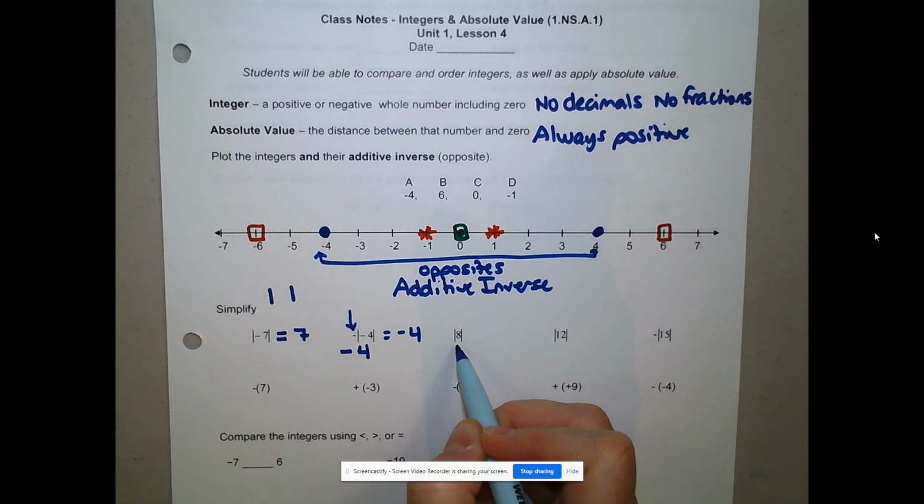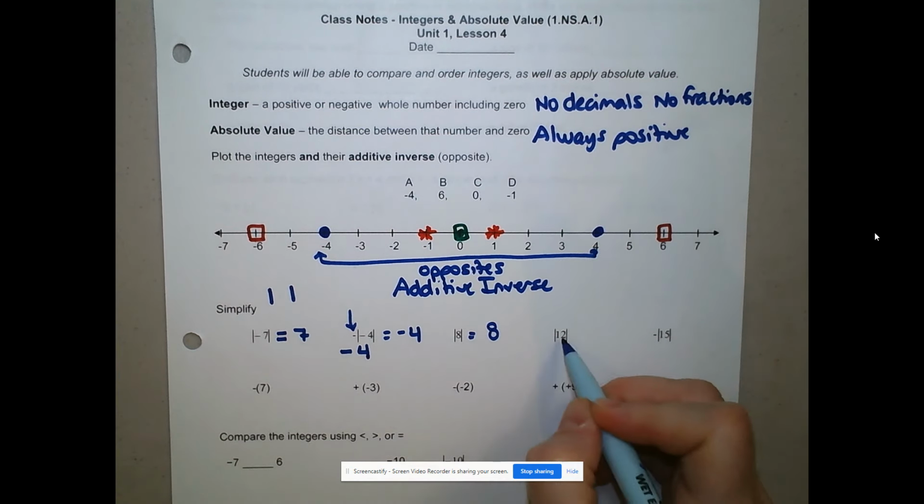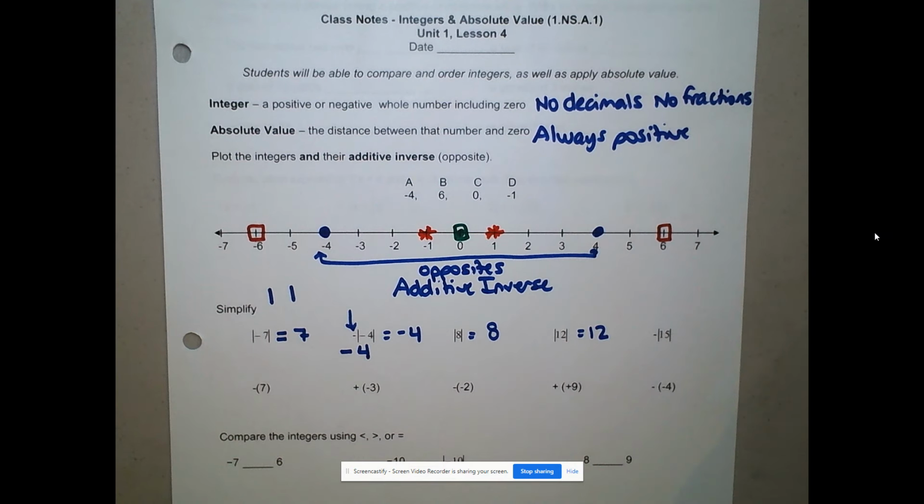Absolute value of 8, the number 8 is 8 units away from 0, still positive. 12 is 12 units away from 0. Now this one, absolute value of 15 is 15, but because of the negative on the outside, it is a -15. Now the parentheses are not absolute value. They're just saying the number that's in here, we're going to be the opposite of that number or the negative value of that number. So what's the opposite of 7?